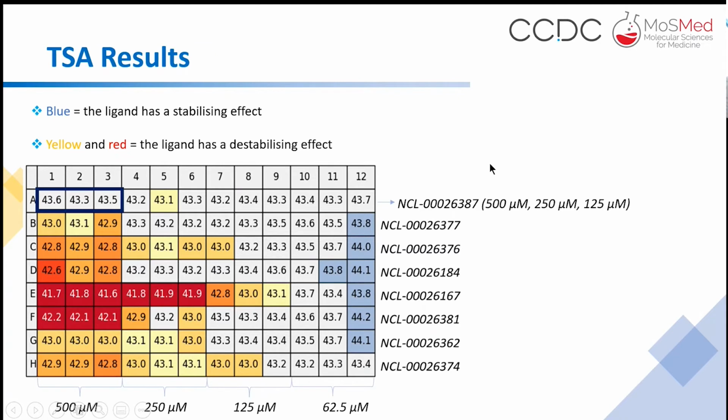And the colors indicate the stabilizing effect of the ligand. So for example, the blue means that because the temperature increased compared to the denaturation temperature of just the protein, that means that the ligand had a stabilizing effect. And then the yellow and red mean that the temperature decreased, so the ligand had a destabilizing effect.